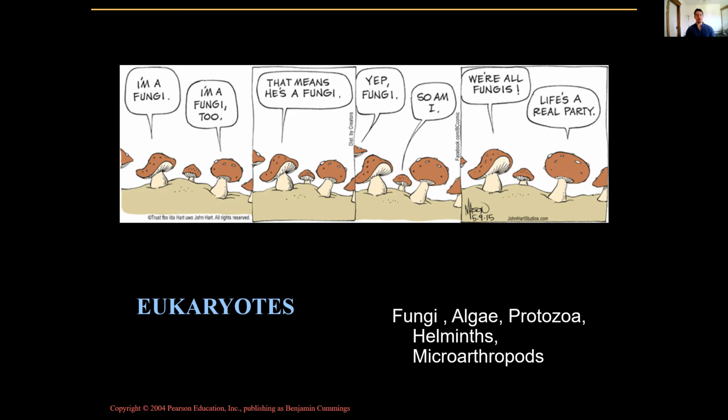Just a couple of reminders before we get started: eukaryotes include fungi, algae, protozoa, and helminths, which are parasitic worms, including tapeworms and nematodes. And then we're also going to be looking at some microarthropods, which are small invertebrate animals with an exoskeleton and a segmented body that are visible to the human eye. But we also use microscopes for identification.